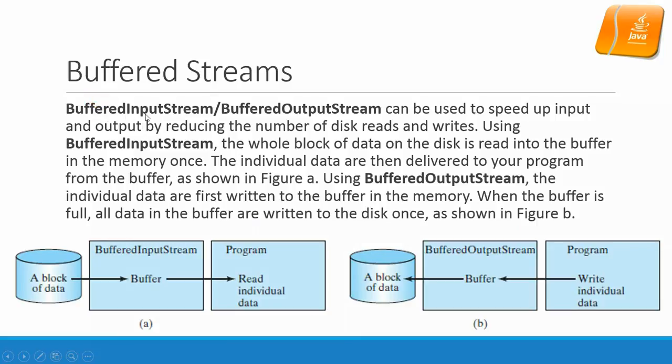Buffer input stream and buffer output stream can be used to speed up input and output by reducing the number of disk reads and writes. Disk reads and writes, not your program reads and writes. Using buffer input stream, the whole block of data on the disk is read into the buffer in the memory at once. The individual data are then delivered to your program from the buffer as shown in figure A.